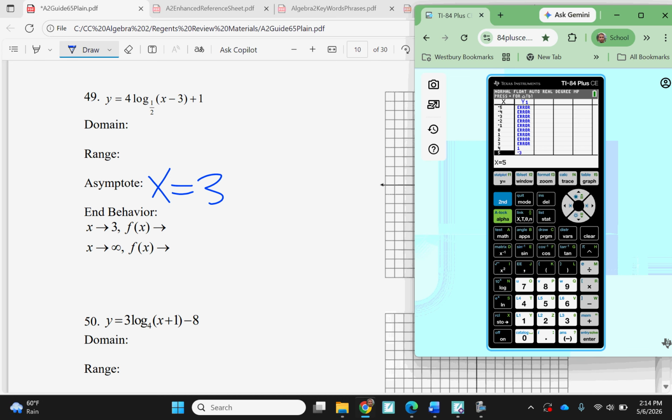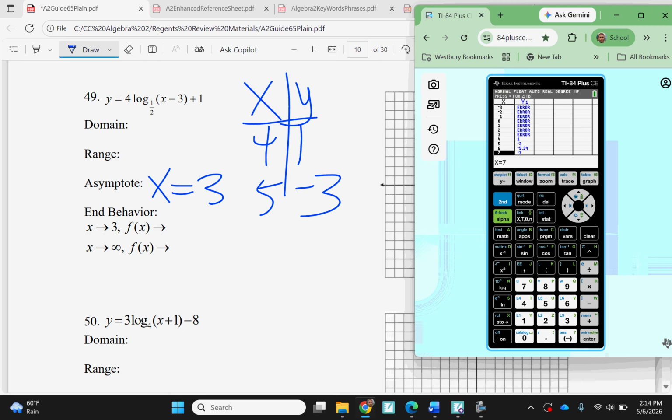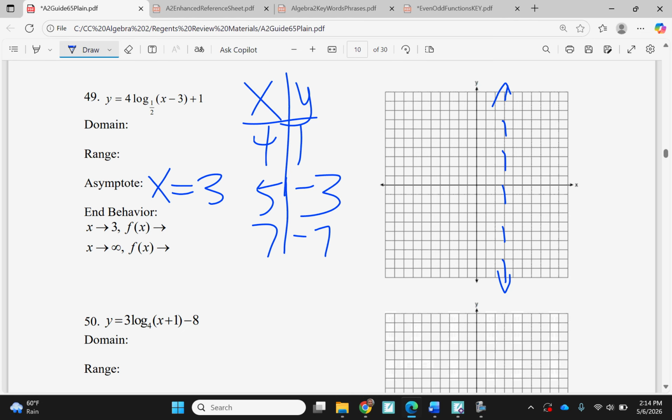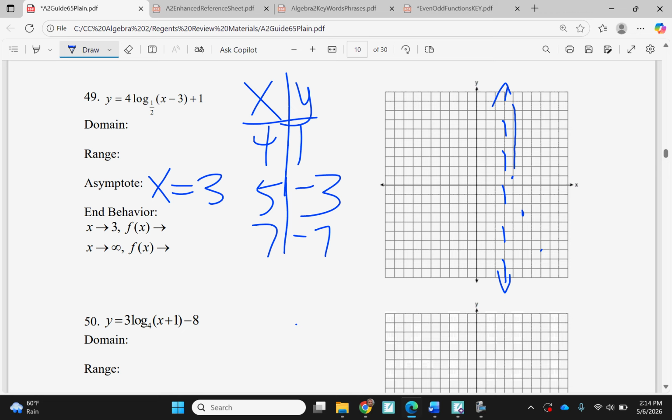I need some points to plot. I've got 4, 1. I've got 5, -3. I've got 7, -7. And that's it. And that's fine. Expect to get 3 or 4. 4, 1. 5, -3. 7, -7. If you're not seeing what it looks like, you can always go back and look at it. It's getting closer and closer to the asymptote without ever touching. Arrows on both ends of it, unless there's a domain or an interval.